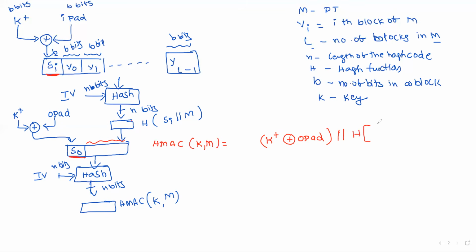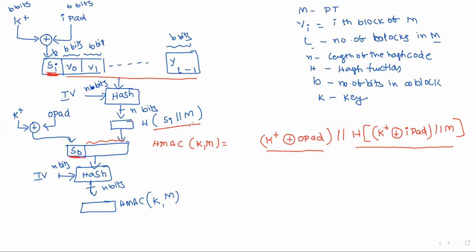Why? How are you getting it? Si is K plus XORed with IPAD. That is Si. It is appended with your plain text M. Now, to this entire thing we are applying the hashing operation. Now this is S0, and this is H of Si comma M. Now this is the total term. For this again we are applying the hashing function. This is the final HMAC algorithm.